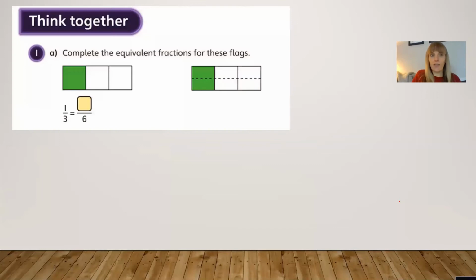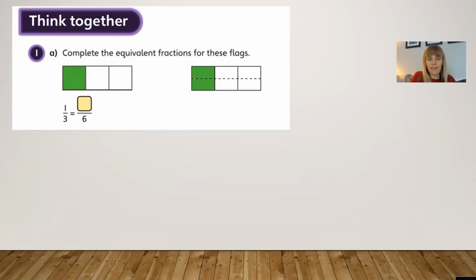Okay, so let's have a look at the think together. Now, this is the kind of style of questions you're going to have to do by yourself. So this one is showing a flag that has got some shading on it, and we can see 1/3. So we know the denominator is how many squares there are altogether. The numerator is how many are shaded in. So we've got 1 out of the 3 shaded.